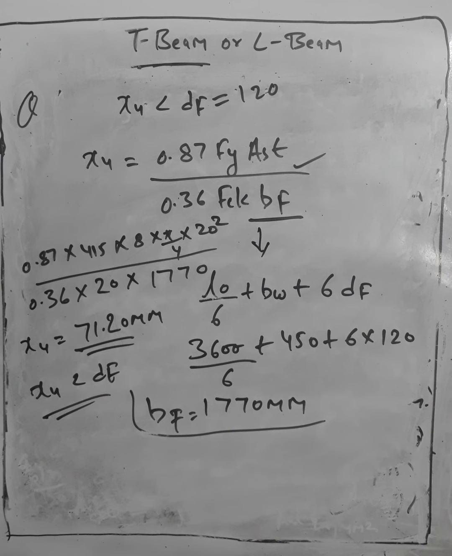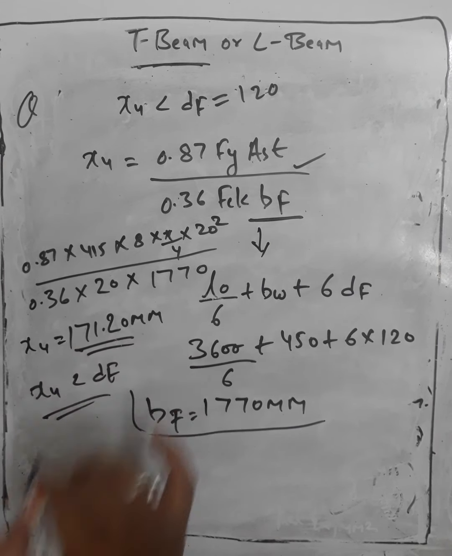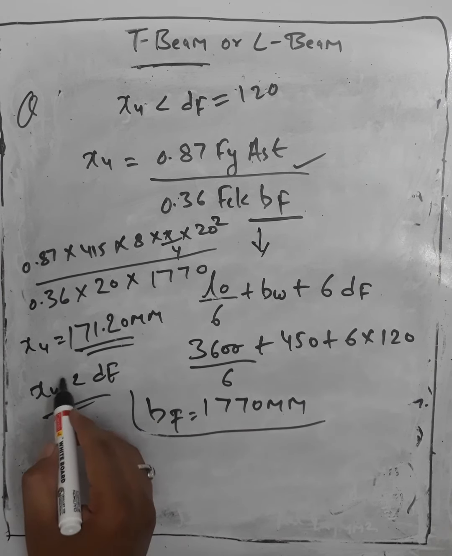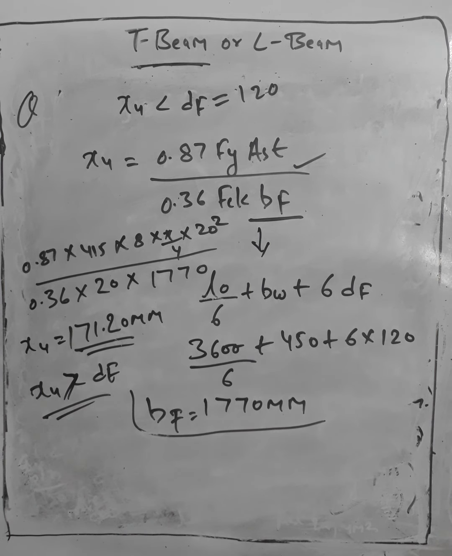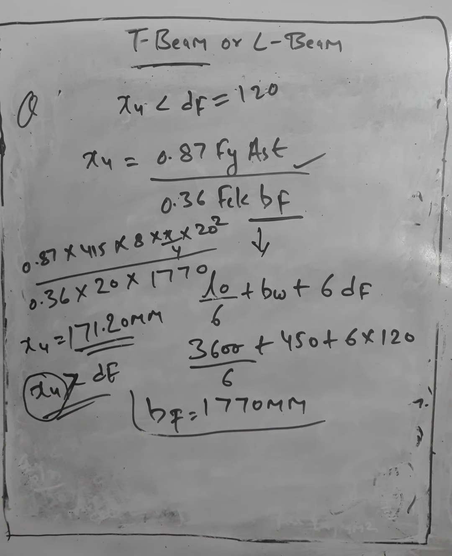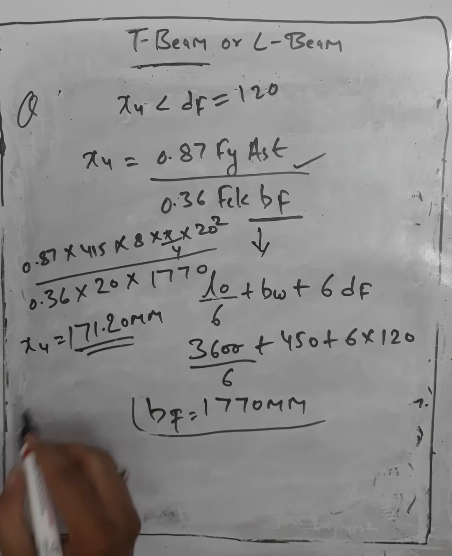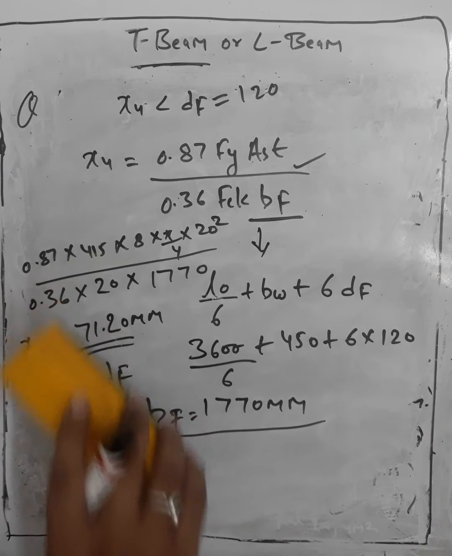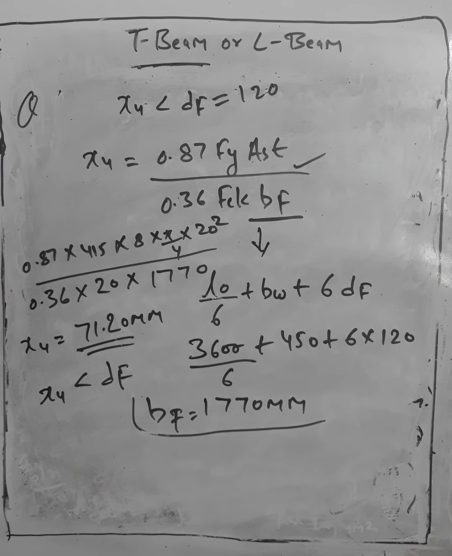What happens if we get 171 instead of 71? That means our condition is changed. Here we have XU greater than DF. For that condition you have to find the XU value again with another formula. This part we discuss in our next problem. Here we again get XU less than DF because our XU value is 71.20.